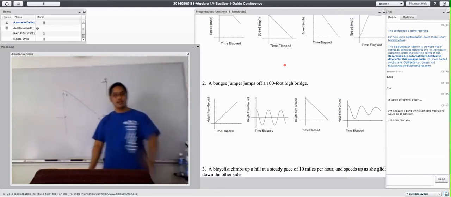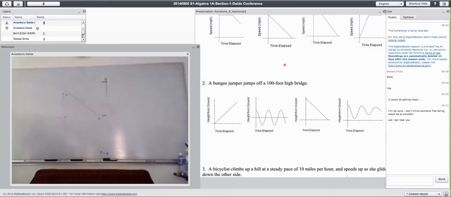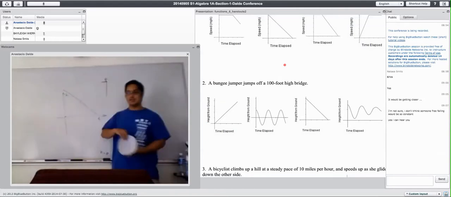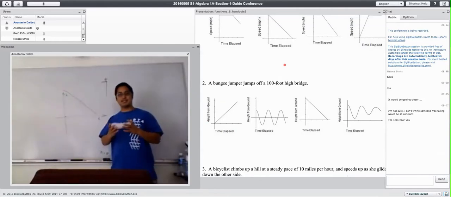I love your answer. Would you guys actually like to see something that falls at a constant acceleration? And this is just a side note. This is because I'm a physics teacher, and I know physics really well.